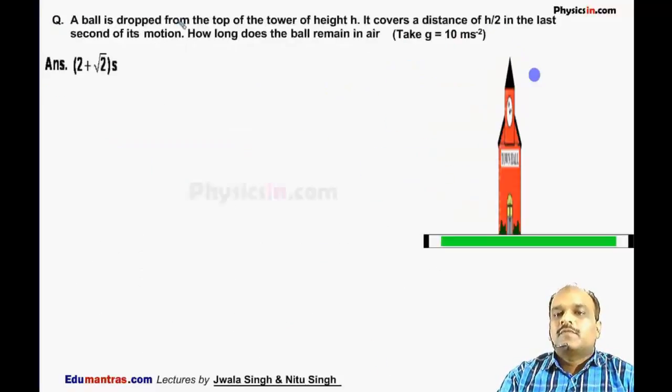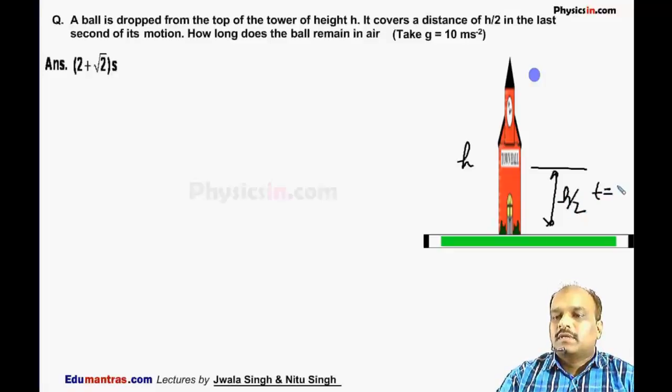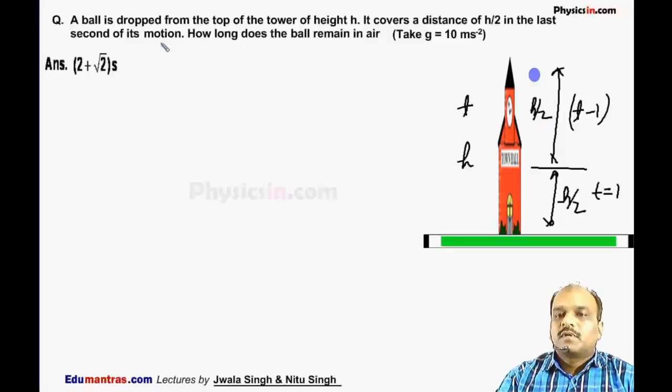Question: a ball is dropped from the top of a tower of height h. Let the height of the tower be h. It covered h by 2 distance during the last second. This height is h by 2. This time is 1 second and this time is t minus 1 second. We are assuming the total time is t. So this height is also h by 2, which is given in the expression. How long is the ball in air? We have to calculate this time.